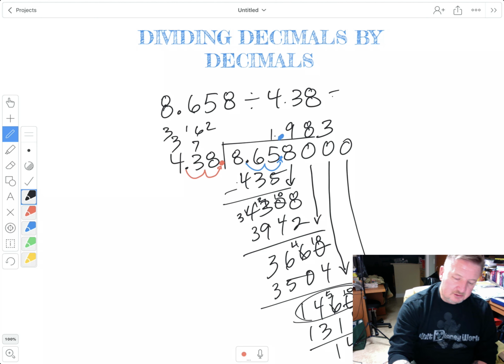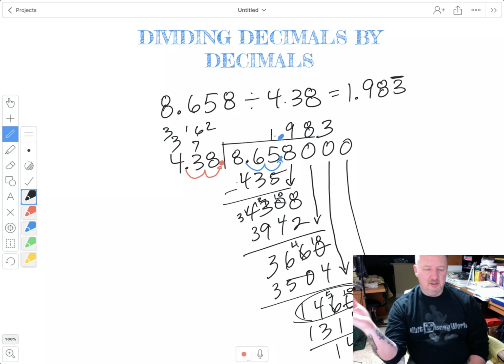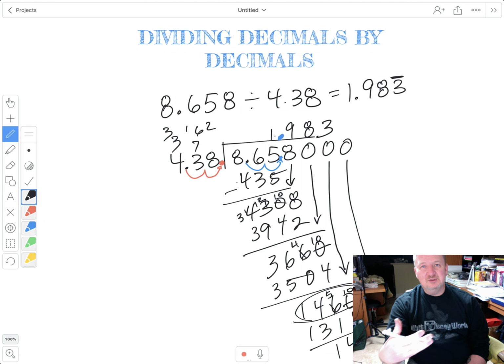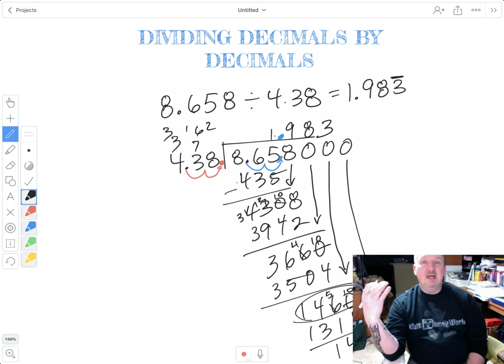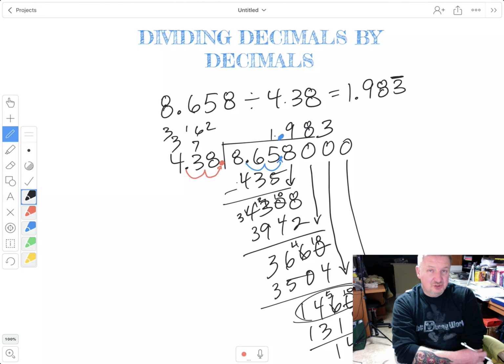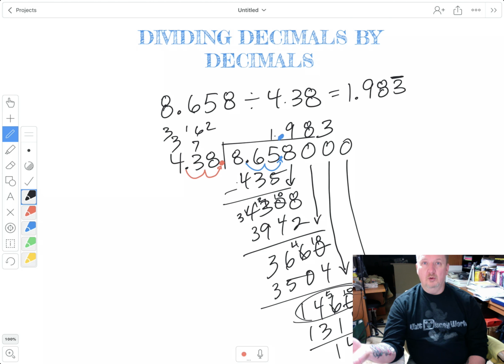So my answer is 1.983 with the bar over it, which tells me that the digits are going to keep repeating. But that's it. Now, that was kind of a screwy problem. You probably won't run into those at this level, but it gives you an idea of what happens. You can always keep adding zeros to a decimal, and you'll never change its value. So you can just keep dividing until, like I said, you either get a terminating decimal or a repeater. And we got a repeater in this case.